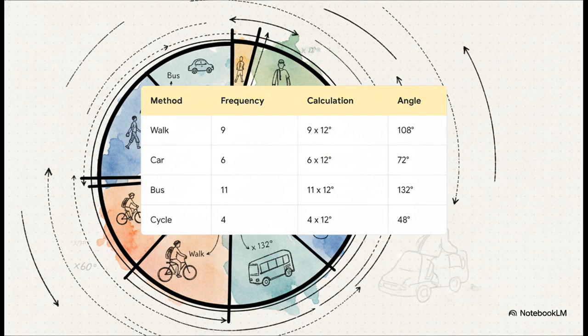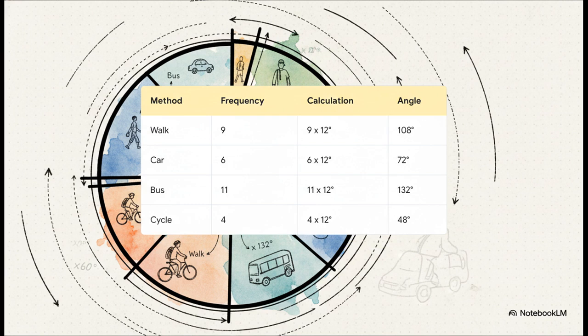Remember the 9 students who walked? Well, 9 times 12 is 108 degrees. The 6 who came by car, 6 times 12 is 72 degrees. And we just do that for every single category. And you know what's cool? If you add up all those final angles, you get a perfect 360.